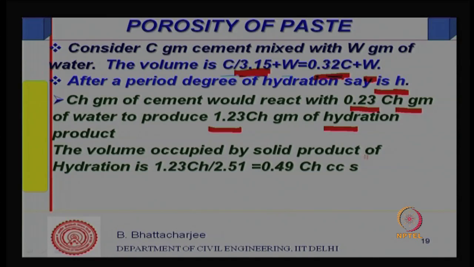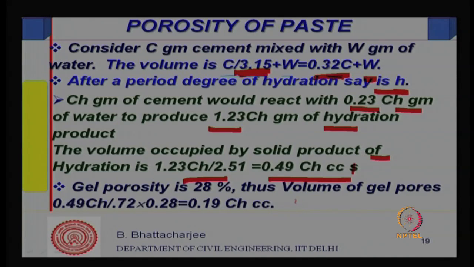The volume occupied by the solid product of hydration therefore is 0.49 Ch cc. Same calculation follows, because 1.23 grams occupied 0.49, and Ch is the amount of cement that is reacted. So, therefore, 0.49 Ch. Gel porosity is 28%, thus the volume of gel pores would be 0.19 Ch. Same calculation is being repeated, only now I add Ch with it. So, earlier everything was 1 gram I was taking.